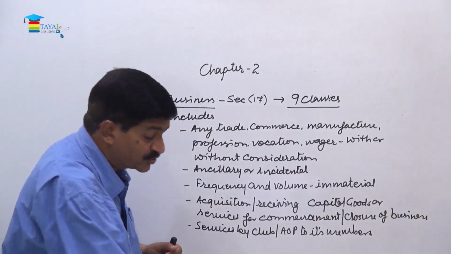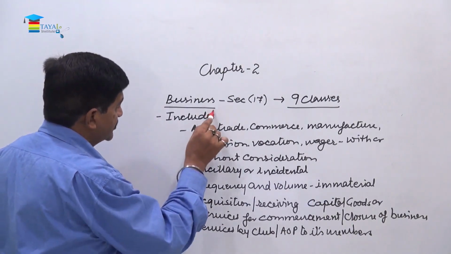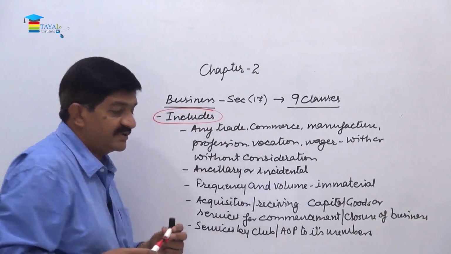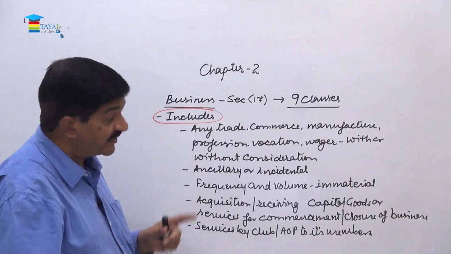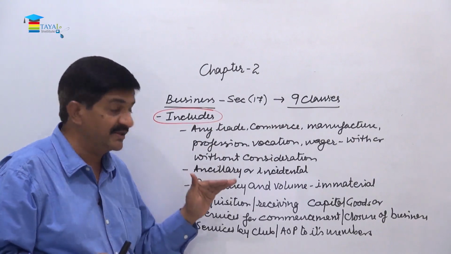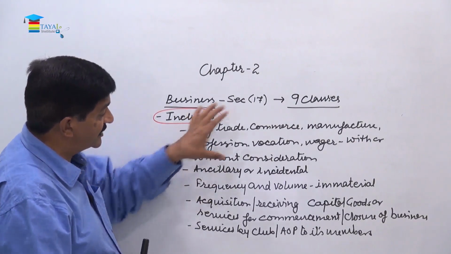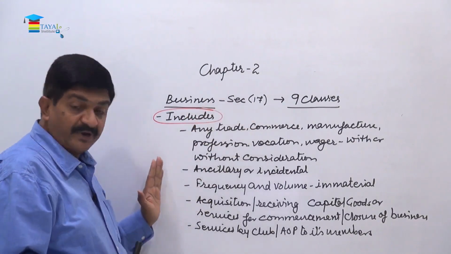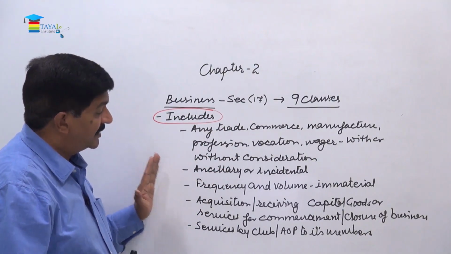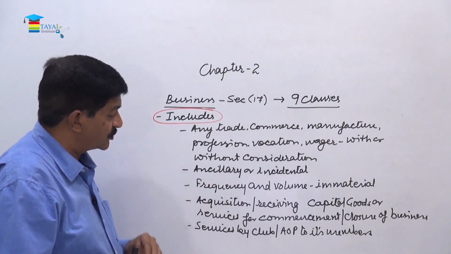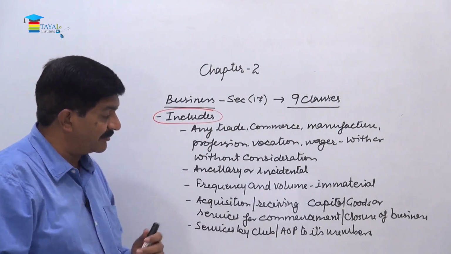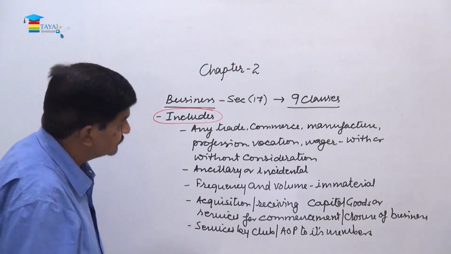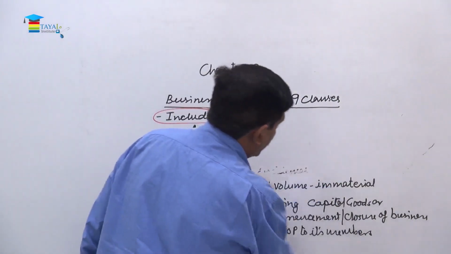So business is an inclusive definition. This is not exhaustive, and this is any trade or commerce or manufacture or profession or vocation or wager with or without consideration, activities which are ancillary or incidental to these activities. Then frequency and volume become immaterial. Then acquisition or receiving of capital goods or services for either commencement or closure of the business. Then services by the club or AOP to its own members. Some more things are remaining.